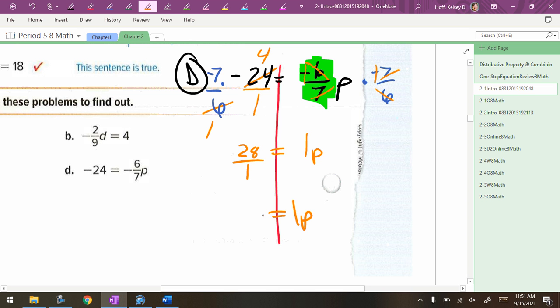28 divided by 1 is 28. Be careful with your negatives. Two negatives when you multiply end up with a positive. Good work. You're like, I got this.